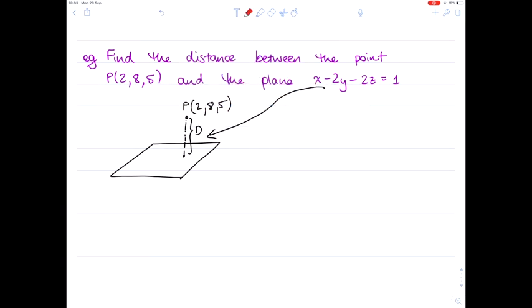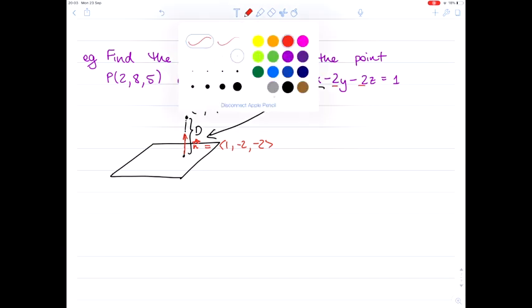Well, we know about the normal vector of the plane. So we know that our normal vector points in the direction of p from the plane, and we know that its components are 1, minus 2, minus 2, which we've read from the equation over here. What else do we know?